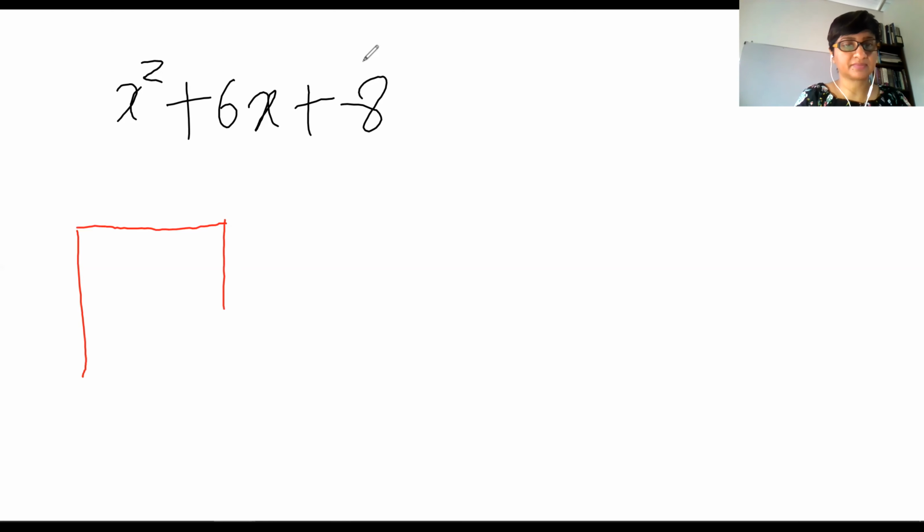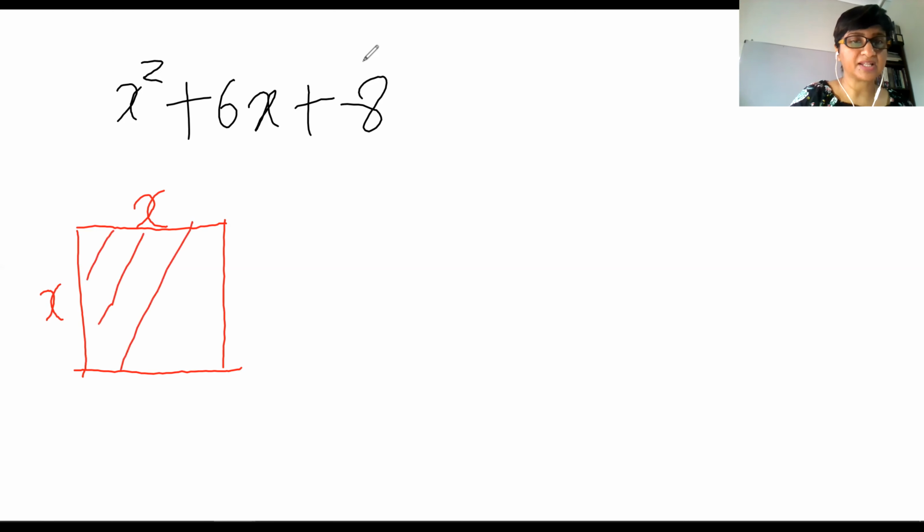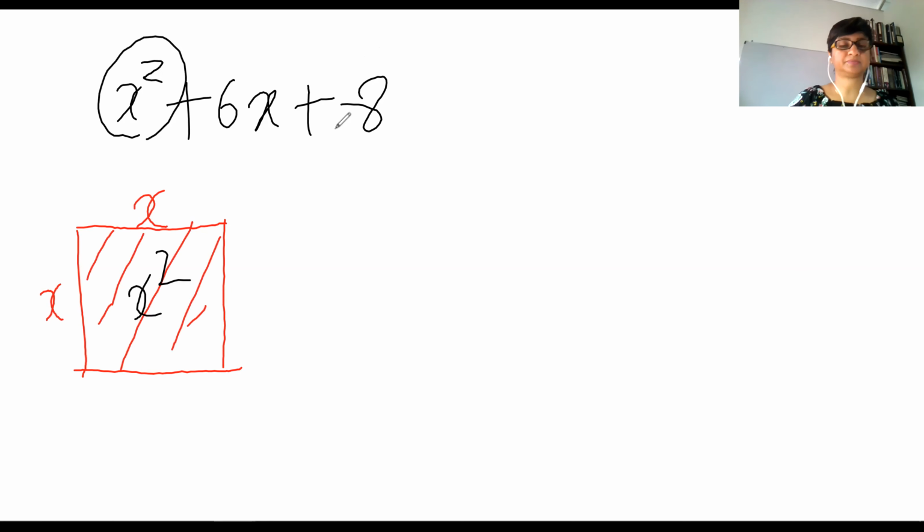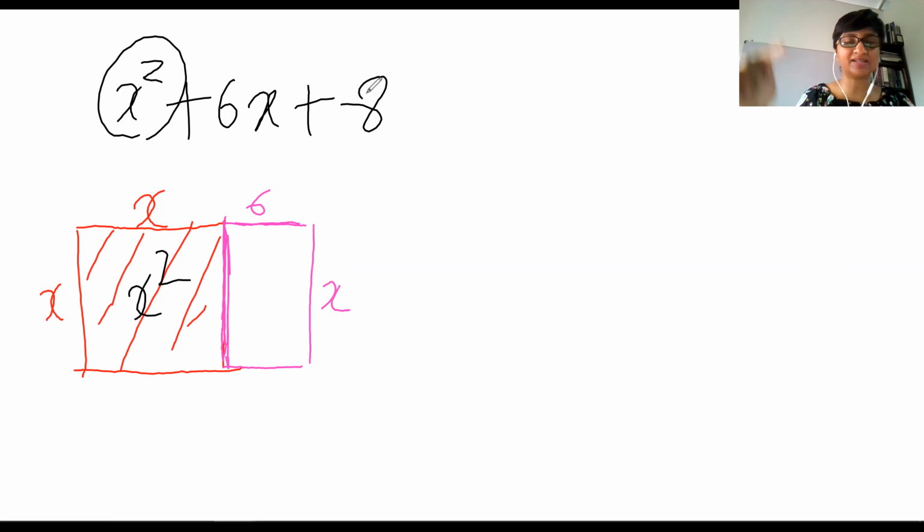Here's the x squared term. Suppose this is x long, so that will be the same length. I call it x. So this piece is the first term, the x squared term. This represents the x, this part. Now plus 6x. Luckily, because it's 6x, it always fits nicely along one side of that square, because it's x long and 6 wide. Suppose this is 6. So this is x long and 6 wide.